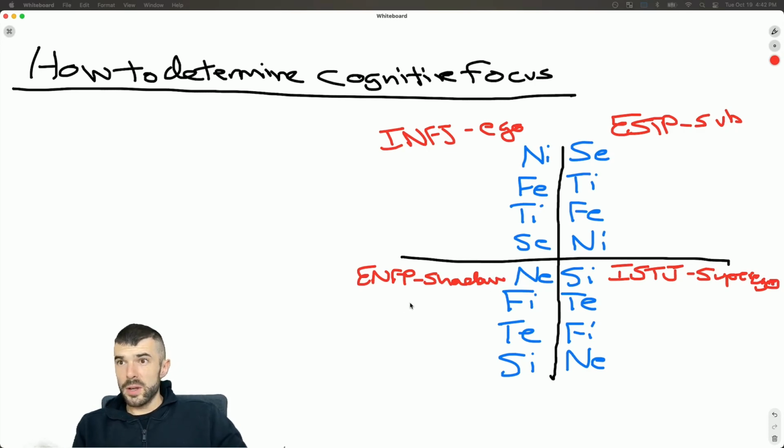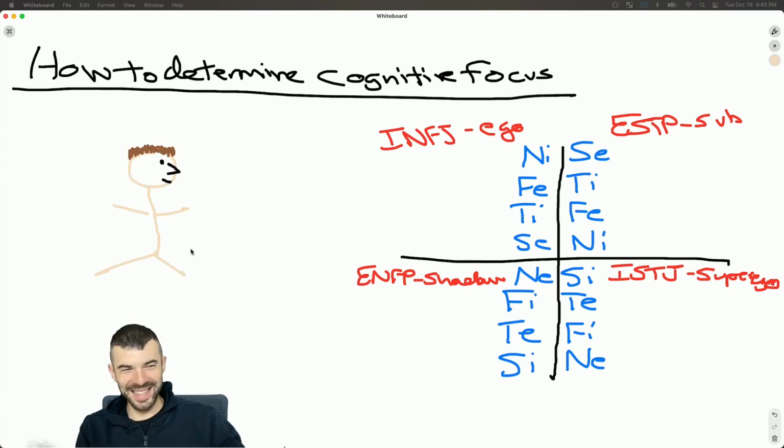So how to determine cognitive focus. All right, so we're also going to draw a picture of Jay. It needs to be titled properly. We got Coach Jay in the house. And so here's the four sides of mine.